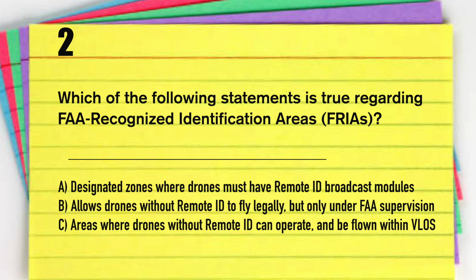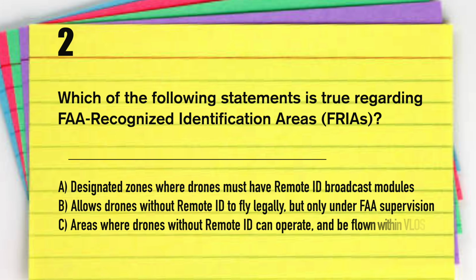Now, this is another trick question, because if you look at B and C, you're going to notice that they both basically say the same thing, right? You can fly without remote ID. The only answer here that does not apply is A, because it says designated zones where drones must have remote ID modules. So both B and C seem to be correct, right? But look towards the end of answer B. It says, but only under FAA supervision.